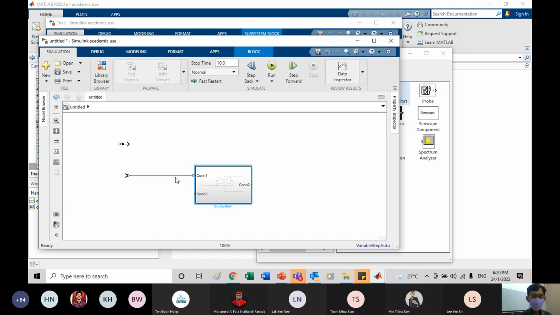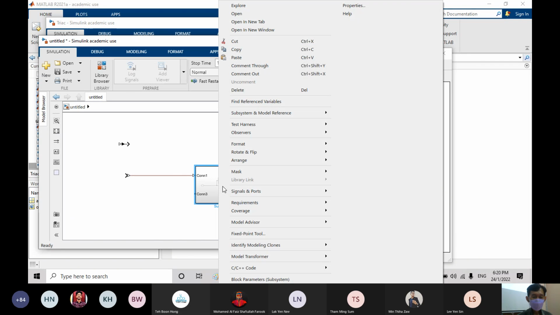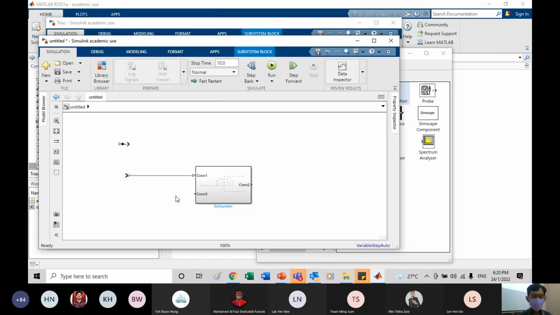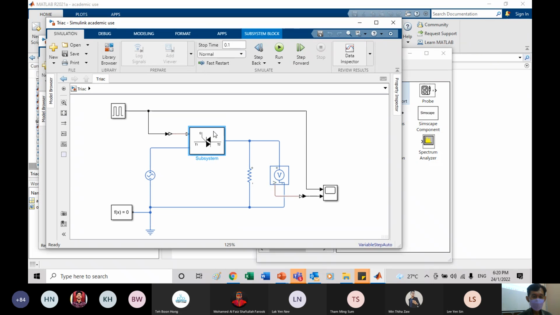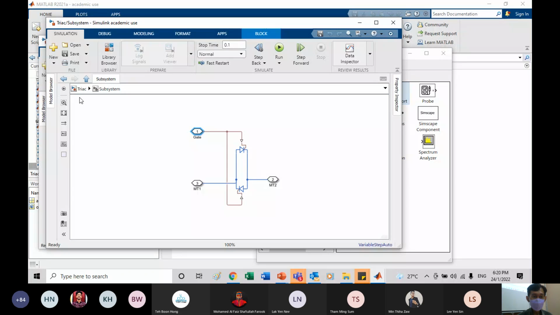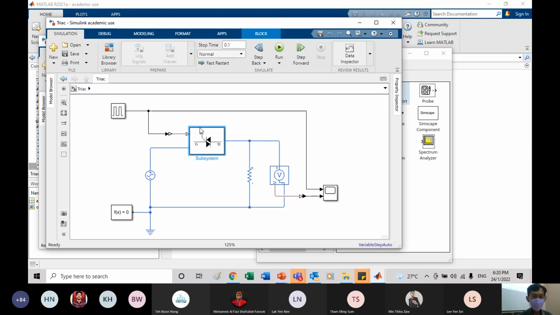Okay, so what you need to do is that, that means you need to really create a diode here before you block them. Once you block them, right, it becomes this box, right? That means when you create this, you have to create this first, and after that you block them. Okay, then it becomes something like that.